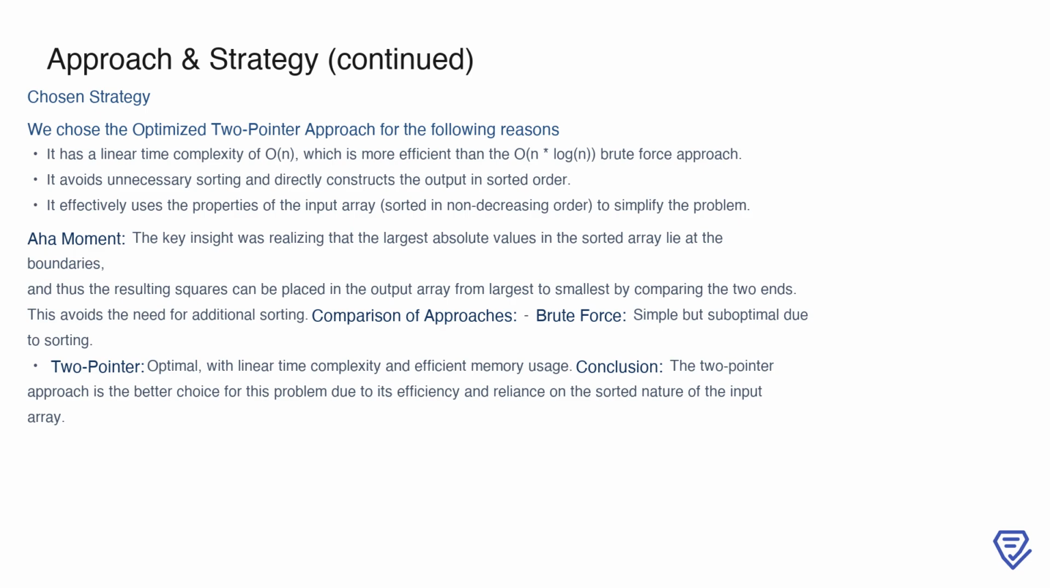The key insight that makes this method efficient is recognizing that the largest absolute values, and therefore the largest squares, are located at the boundaries of the array. By comparing these values and filling the output array from largest to smallest, we eliminate the need for additional processing. When comparing the two approaches, the brute force method is simpler to implement but computationally expensive, while the two-pointer method is both efficient and memory conscious. For these reasons, the two-pointer approach is the superior choice for solving this problem.